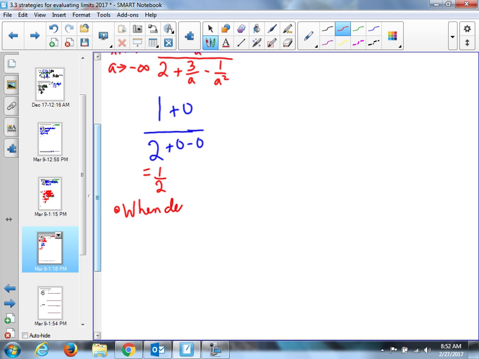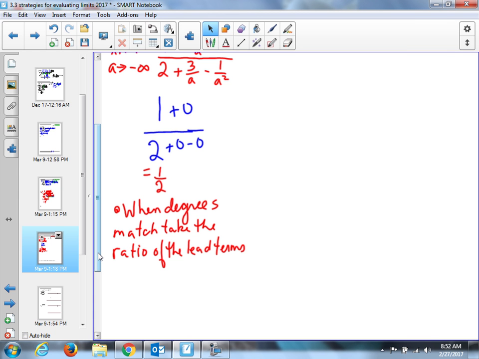When the degrees match, and we're only specific to the situation where you're approaching infinity, degrees match, and that's for the numerator and denominator, take the ratio of the lead terms. That's a shortcut, and you can use it. However, if you forget what it is, always go back to dividing by the largest degree from the denominator, okay?